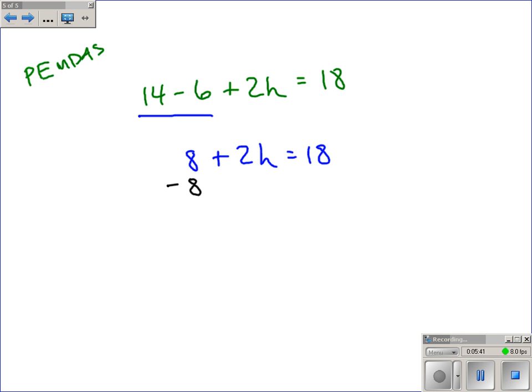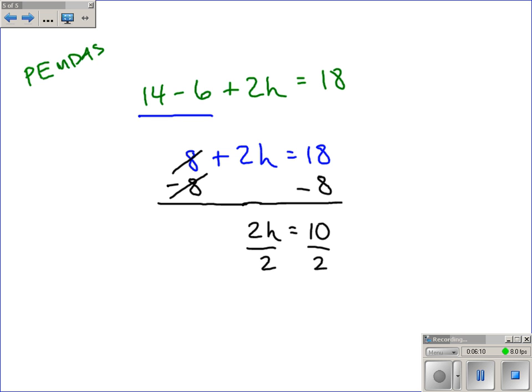Now keep in mind that I'm doing it to both sides of the equation, not every term. So there's purposefully nothing right here. So 8 minus 8 is 0, and I'm left with 2h is equal to 18 minus 8, which is 10. Okay, now it looks more like a one-step equation. The way I undo multiply by 2 is by dividing by 2. And h is equal to 5.